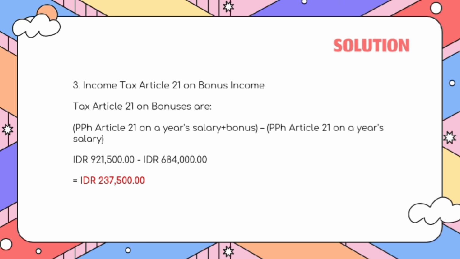The income tax article 21 on bonus income. So this is the formula for the tax article 21 on bonus: PPh article 21 on a year's salary plus bonus minus PPh article 21 on a year's salary. So we got 921,500 rupiahs deducted with 684,000, and the total is 237,500 rupiahs.